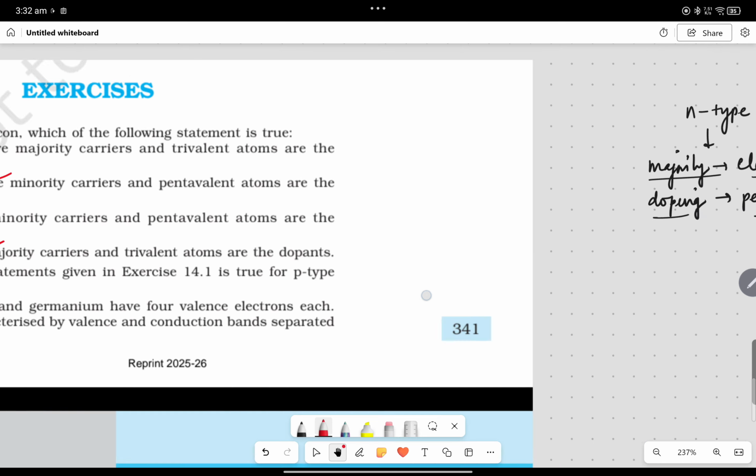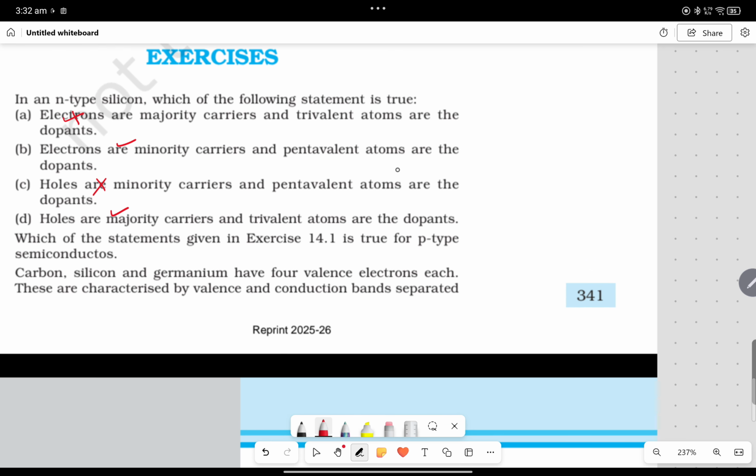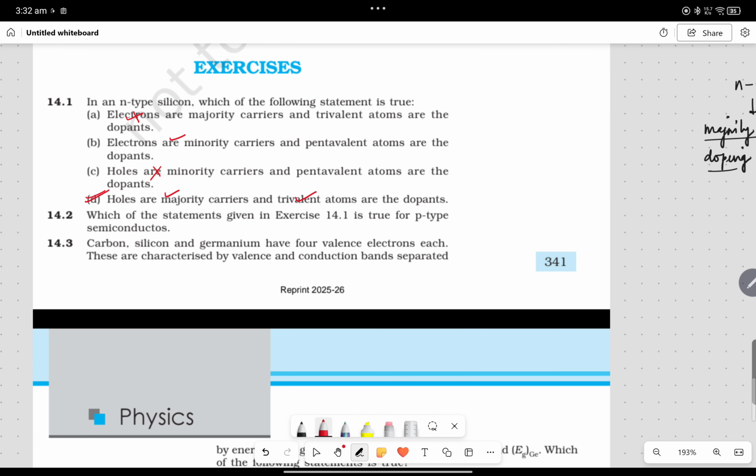So the second thing is that the doping is done with trivalent atoms, right? So D is the correct option for the 14.2 question.